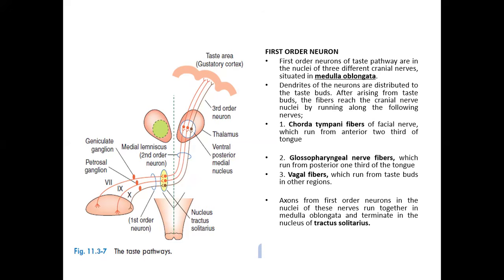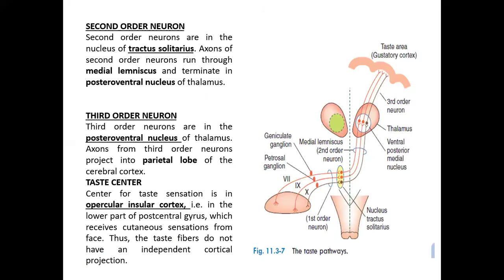As you can remember, we talked about the palate, the pharynx, the proximal part of the esophagus, etc. All those are covered by the vagal fibers. Axons from the first order neurons in the nuclei of these nerves run together in the medulla oblongata and terminate in the nucleus of the tractus solitarius, like we mentioned earlier. So that's just a summary.